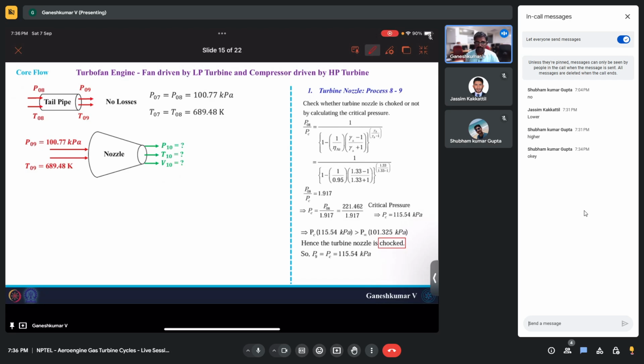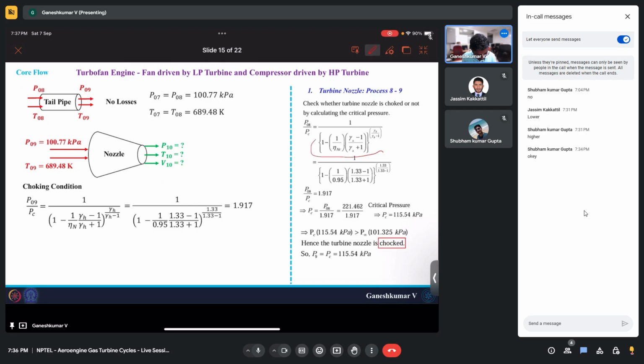Now what happens is, again you need to follow the same methodology. You need to find the critical pressure. So the choking condition will give you the pressure ratio, which is anyway going to remain the same, 1.917, because there is no change in gamma or eta. The pressure ratio depends only on gamma and eta in the formula. You can look at this formula. So the pressure ratio as such has no change, but the P09, the critical pressure, will be different because your P09 is different now. Before, your inlet stagnation pressure for the turbine nozzle was 221.46 kilopascal. Now it is just simply 100 kilopascal.